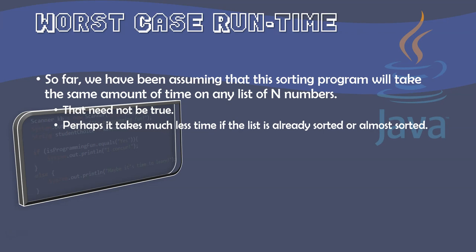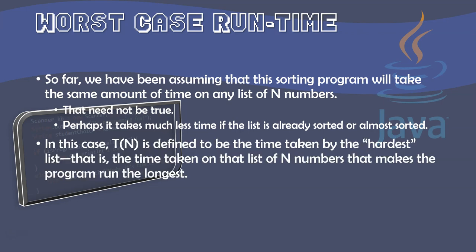Well, this doesn't necessarily have to be true, because perhaps it takes much less time if that list, for example, is sorted, or almost sorted. Obviously, it has fewer steps to work through. We're not assuming every number is scrambled in every possible way. We're just saying, maybe we have a list that's already partially sorted. Well, what does that end up doing to our sorting algorithm?